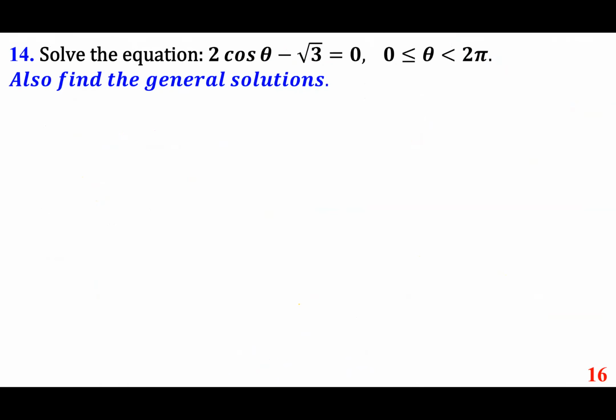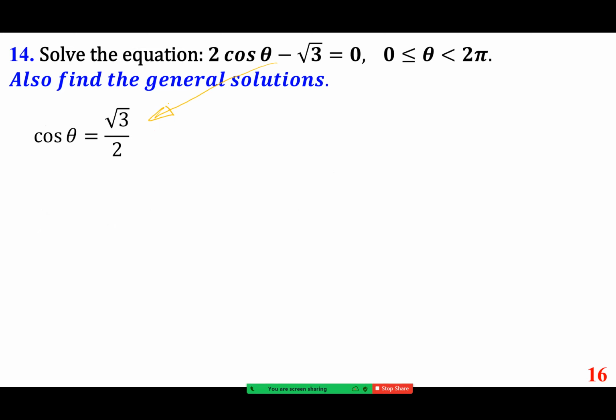2 cosine theta minus square root of 3 is 0. We want to find the general solution as well as the solution from 0 to 2 pi. So cosine theta becomes square root of 3 over 2. Obviously, we can see that, right?